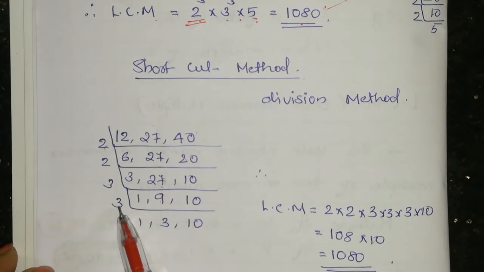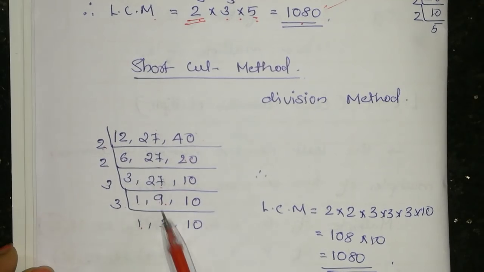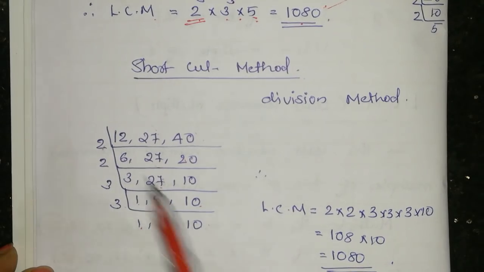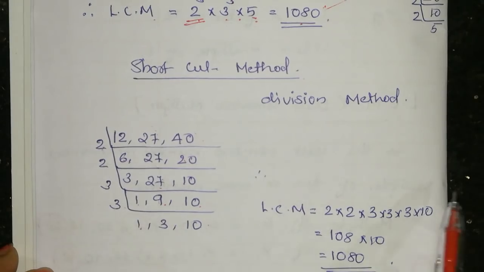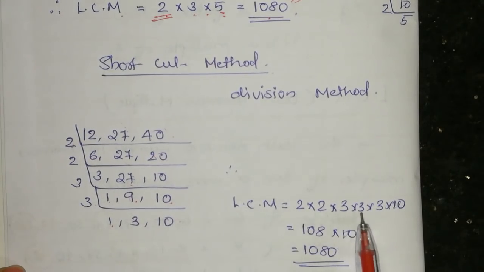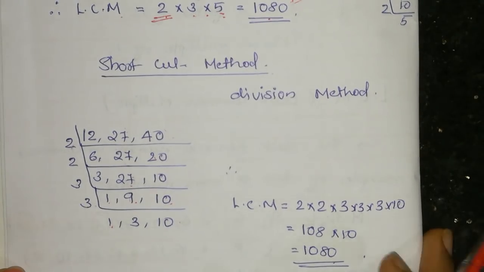അഗെയിൻ 3 വെച്ച് ഡിവൈഡ് ചെയ്യാം. ഇവിടെ 1 അതുപോലെ തന്നെ എടുത്തെഴുതുന്നു. 9, 3 × 3 = 9. ആൻഡ് ഇവിടെ 10 എക്സാക്ട്ലി ഡിവൈഡ് ചെയ്യാൻ പറ്റാത്തതുകൊണ്ട് 10 അതുപോലെ എഴുതി. സോ ഈ നമ്പേഴ്സ് എല്ലാം കൂടി മൾട്ടിപ്ലൈ ചെയ്ത് കഴിഞ്ഞാൽ നമുക്ക് എന്ത് കിട്ടും? എൽ സി എം കിട്ടും. 2 × 2 × 3 × 3 × 3 × 10. സോ ദാറ്റ് വി വിൽ ഗെറ്റ് 1080, ദ സെയിം ആൻസർ.